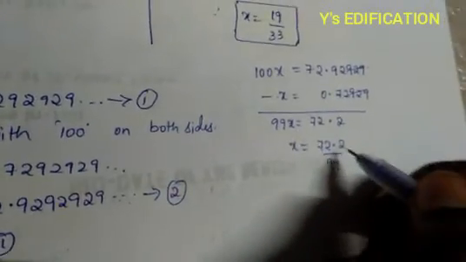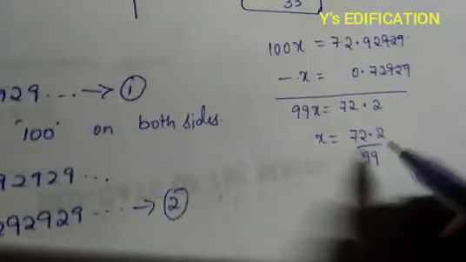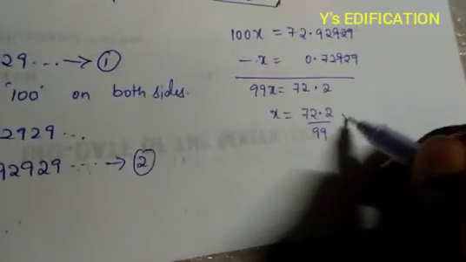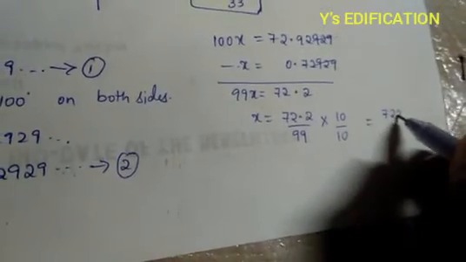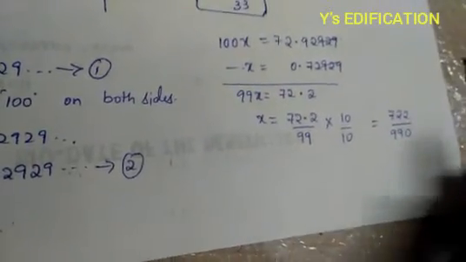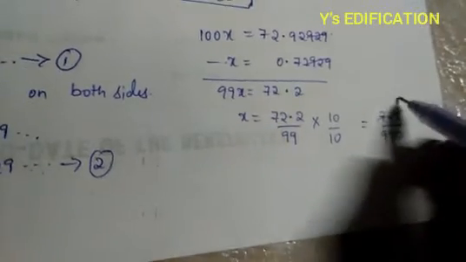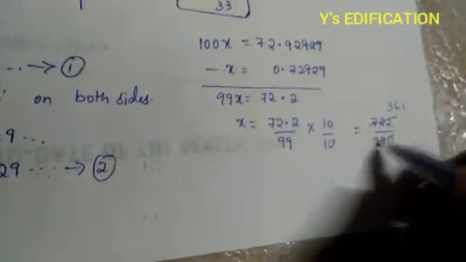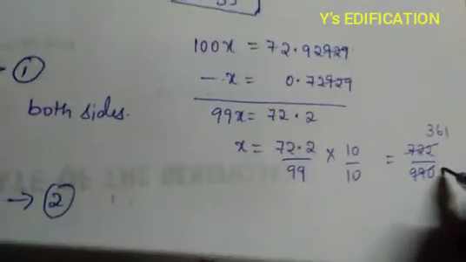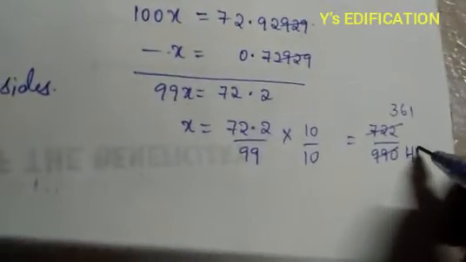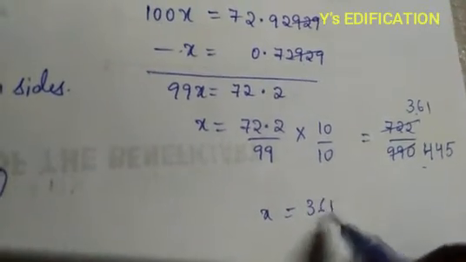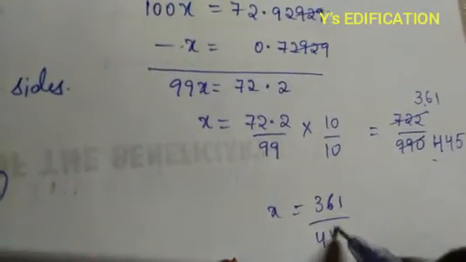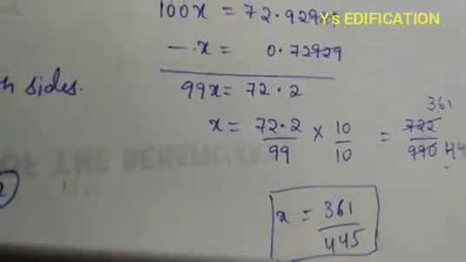But in this rational number, I have a decimal number. So I have to change this decimal number into a rational number. So what I have to do, I have to multiply with 10. That means 722 by 990. I can cancel this with the table of 2. So my answer is x is equal to 361 by 445. So this is a rational number.